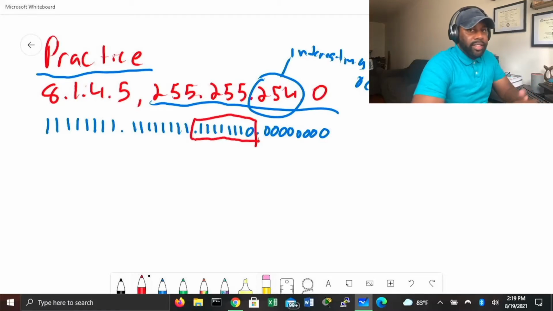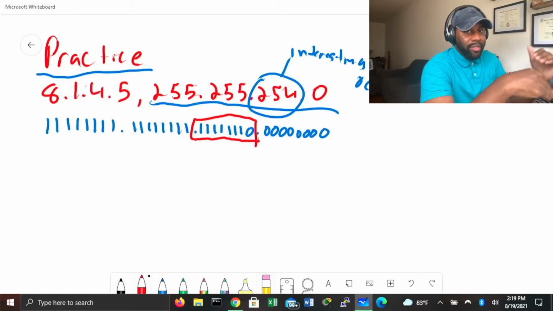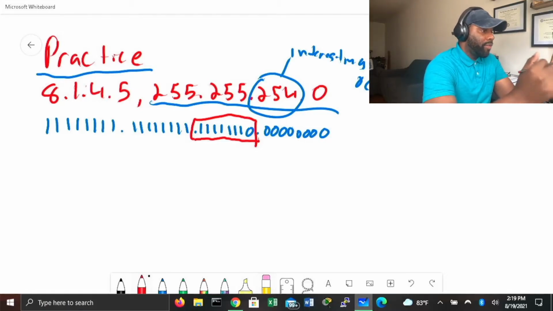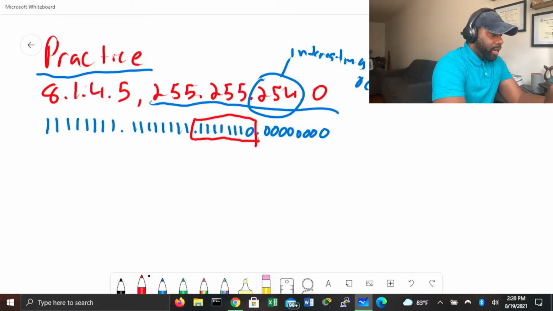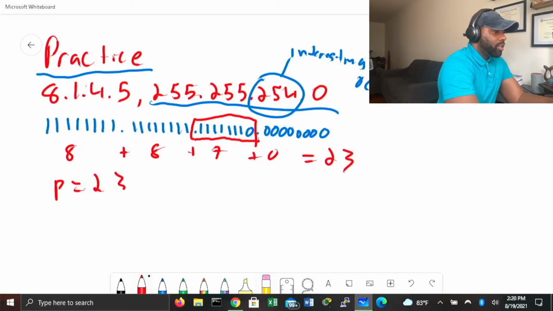Given this, we know what that is if we look at our chart from the last video. We have to memorize those 9 values, or we don't have to memorize them. I usually just count on my fingers sometimes, but you can memorize those values and just plug it in, right? Just replace what the value is. So we know that this binary converts to 23. So we know P is equal to 23.